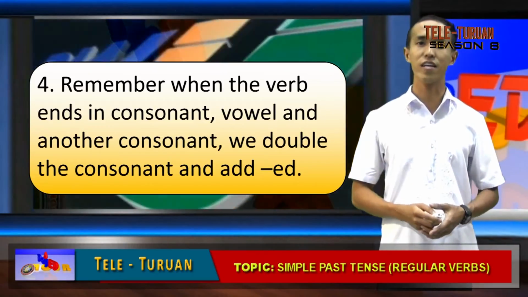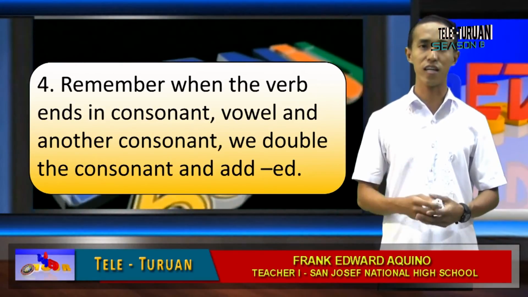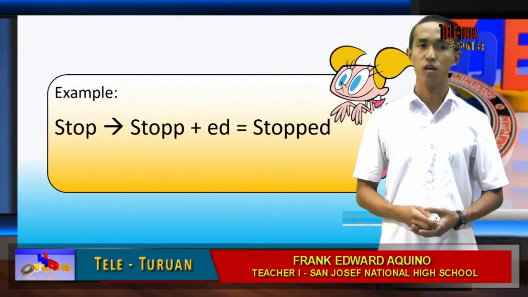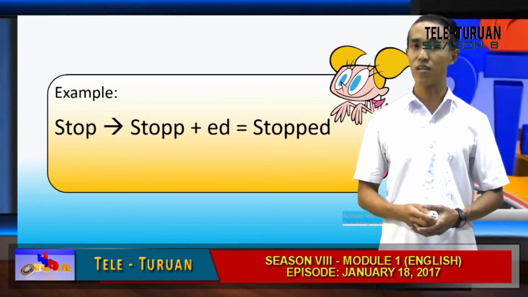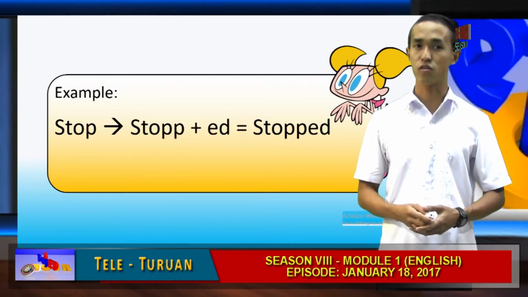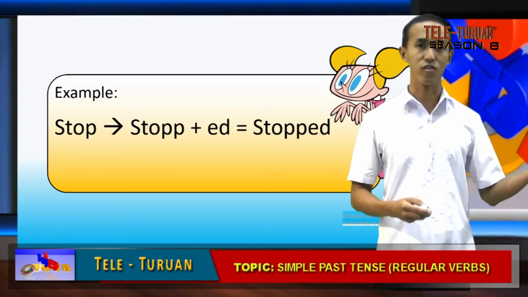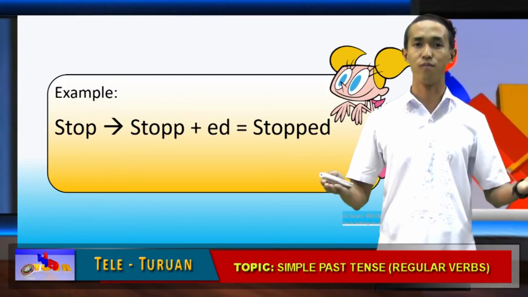We double the consonant and add ed. So the word for that is the word stop. All we need to do is to double the last letter, right? So we need to double, then add ed so that we will have the word stopped.